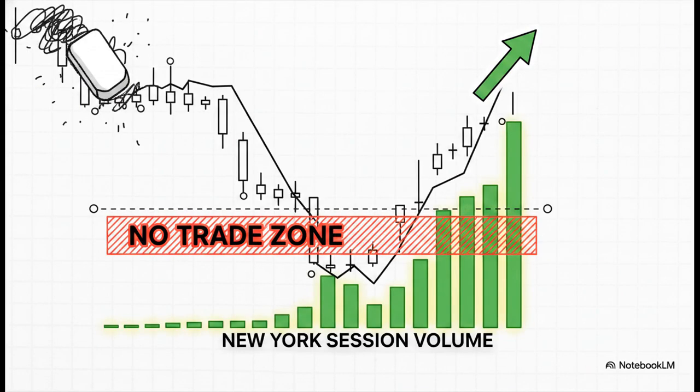Because the reality is, true execution requires New York session volume. We only strike when price holds outside that no trade zone, backed by real confirmed volume. If a break happens without volume or outside of a major session, it's probably just fake volume trying to trap you. You need the weight of the session behind your trade.